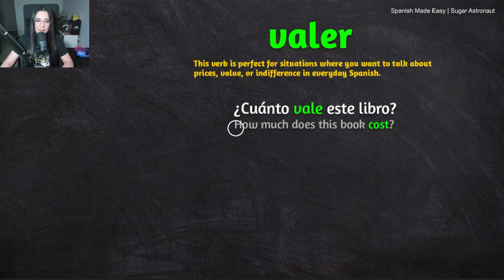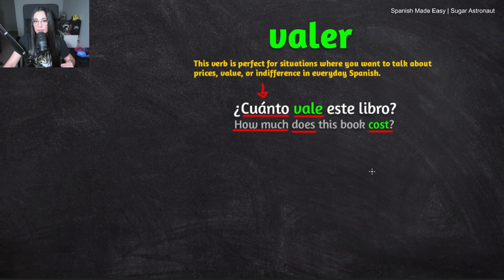Now, let's break this down. Let's see how this sentence works. ¿Cuánto? ¿Cuánto introduces the question about quantity or value, and in this situation, it means how much. Don't forget the accent mark on top of the letter A, especially when using this word in a question. Vale, this is the verb valer, conjugated, of course, and valer means in this situation to cost. So vale means cost.